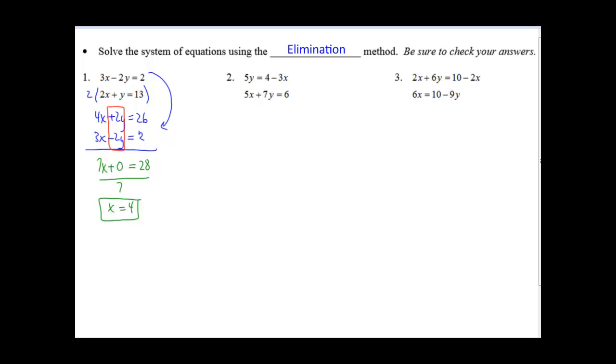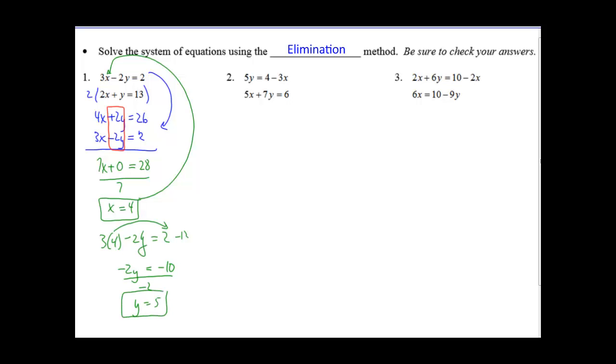Now it becomes like the last problems that we did. Use substitution. Take this 4, that's an x, plug it into one of the equations, and then solve for the other variable. So 3 times 4 minus 2 times y equals 2. If we subtract the 12 over, you get negative 2y equals negative 10. Divide by negative 2, y equals 5. So our point is (4, 5). This is a solution, so therefore we are consistent and independent because it's one point.